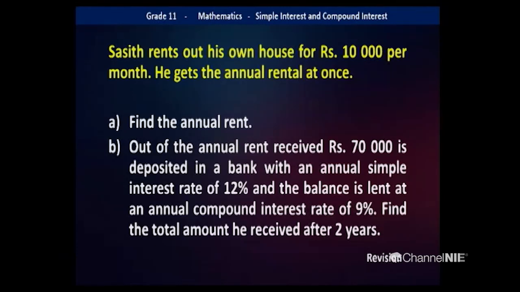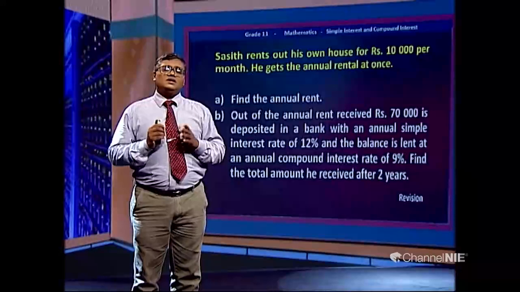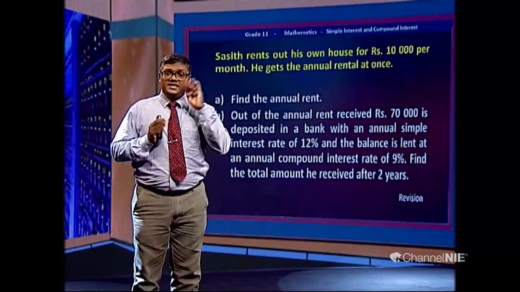They say find the annual rent. Second question, somewhat a big question. Out of the annual rent received, rupees 70,000 is deposited in a bank with an annual simple interest rate of 12%, and the balance is lent at an annual compound interest rate of 9%. Find the total amount he received after 2 years. Keep it in mind.